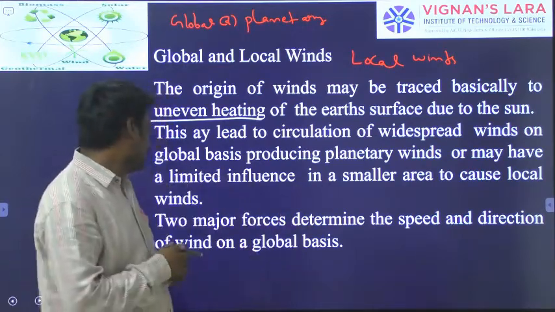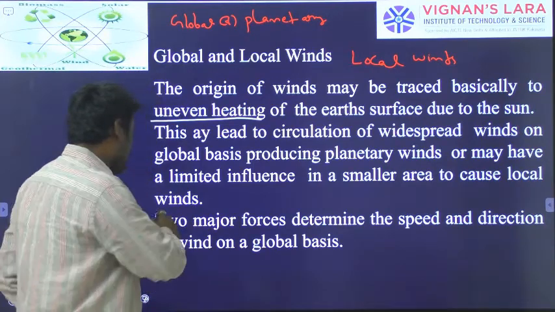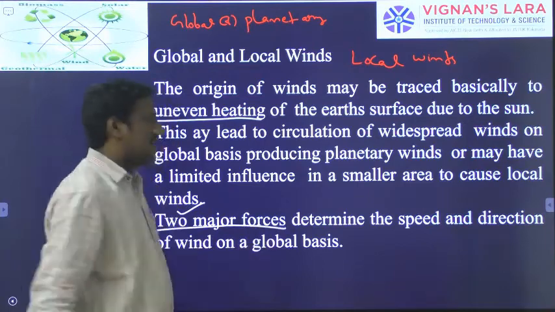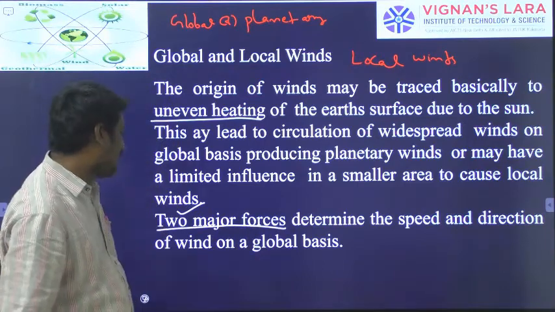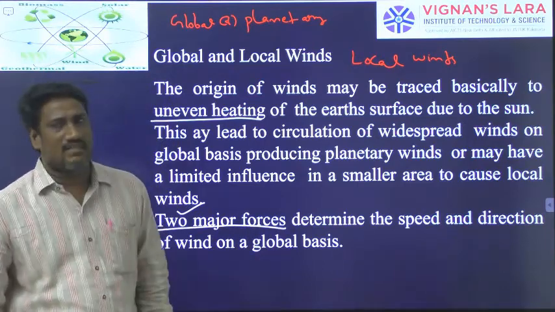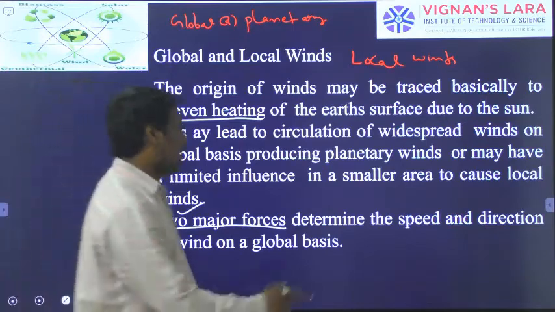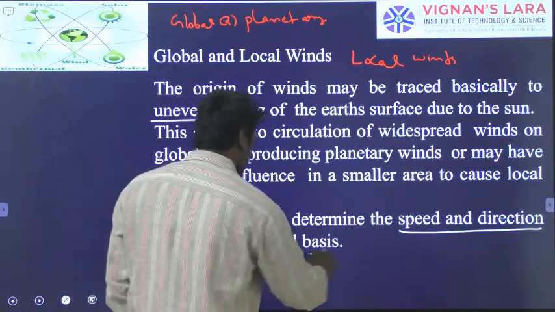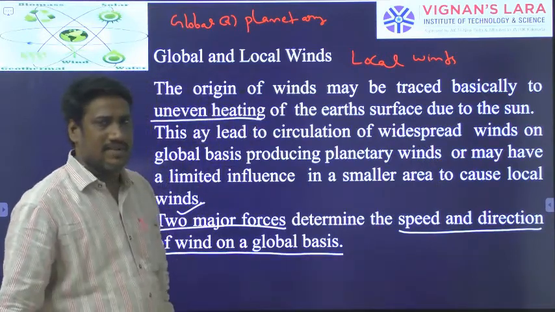Coming to the two major forces that determine the speed and direction of wind on a global basis.